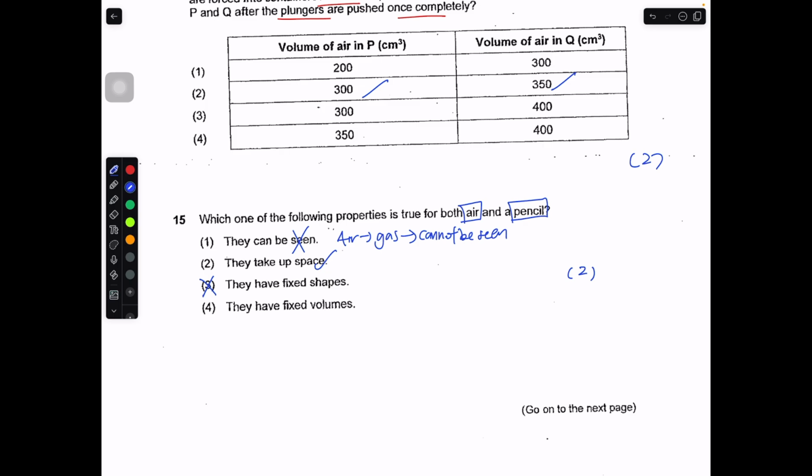It is not this. It has a fixed shape. Pencil, yes. Pencil has a fixed shape, but not air. Fixed volume, pencil, yes. Not air. Okay, because air is a gas. Gas has no fixed shape, no fixed volume.